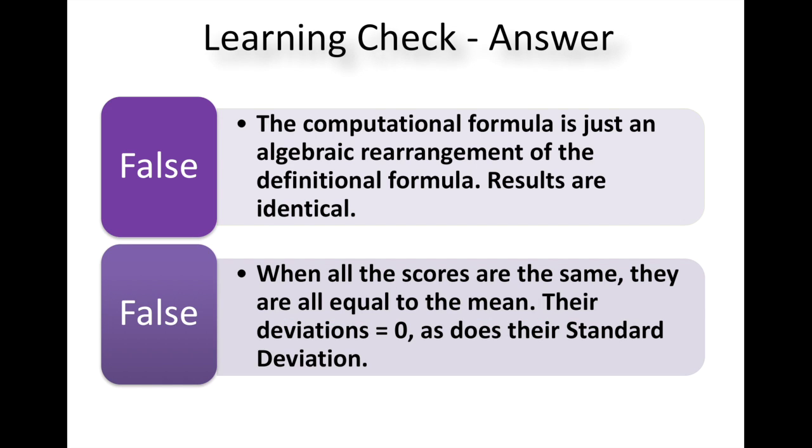The computational formula will give you the exact same answer as the definitional formula. The computational formula is just easier to use, right? But the results are identical. And when all the scores are the same, they're all equal to the mean, right? So if all the scores in the first test are 87, the mean is 87, they don't deviate at all from the mean. They have a deviation of 0.